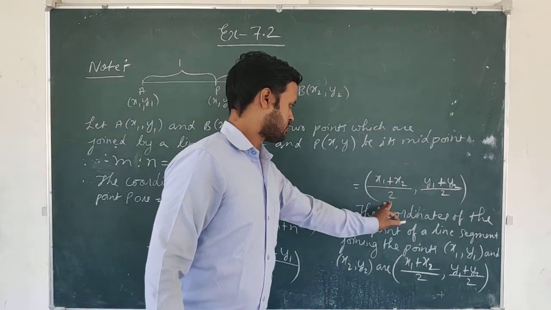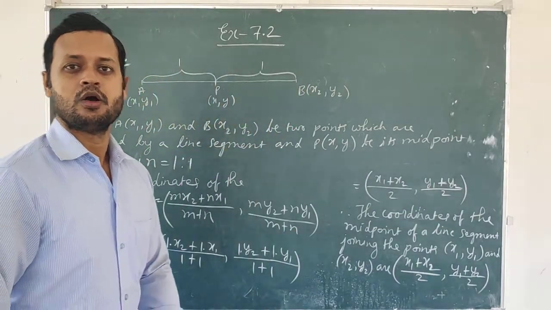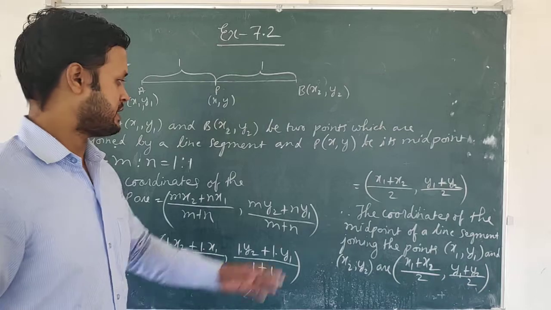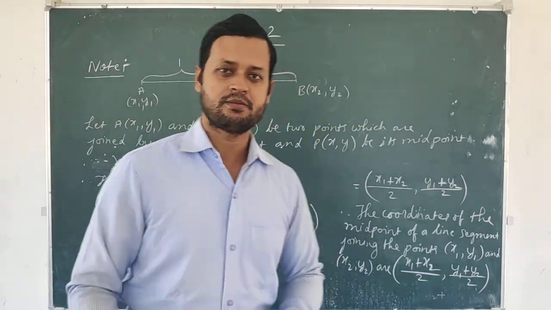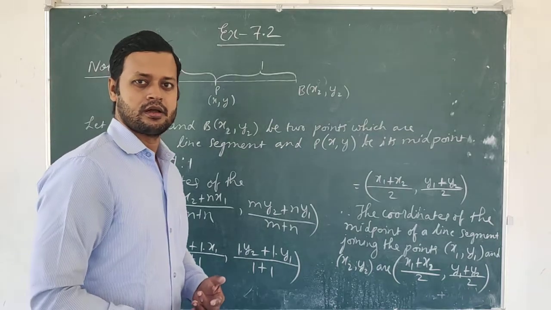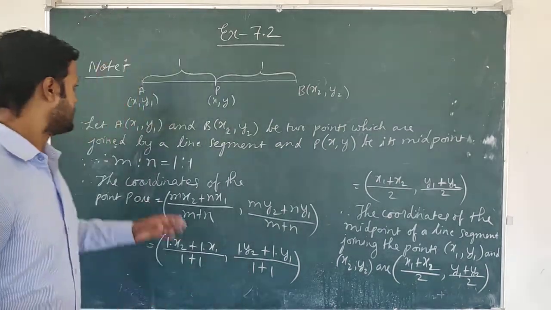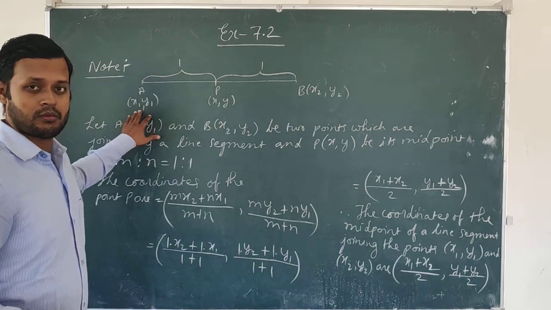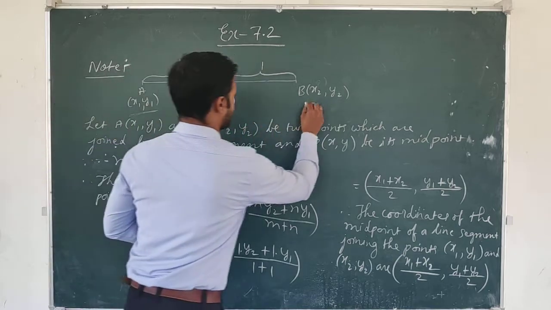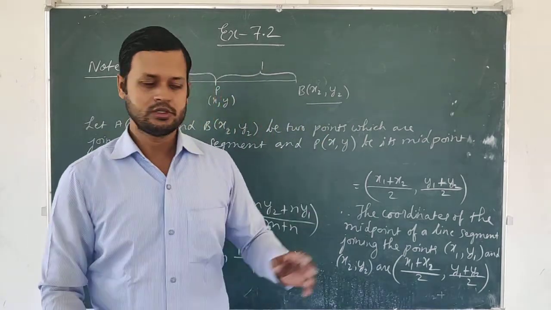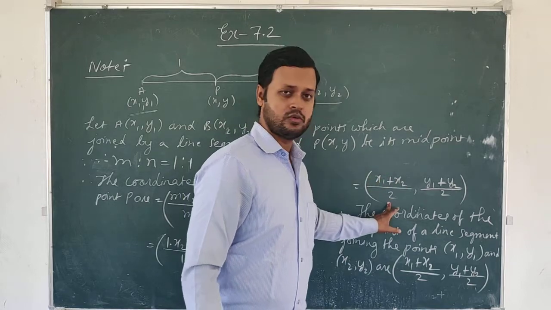So (x1 plus x2) by 2, (y1 plus y2) by 2. These are the coordinates of the midpoint. This is a very easy formula to find the coordinates of the midpoint of a line segment whose one endpoint is (x1, y1) and the other endpoint is (x2, y2). You just need to add the two x coordinates, x1 plus x2 by 2.